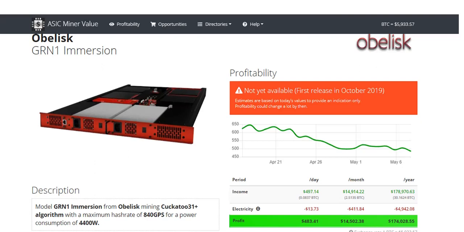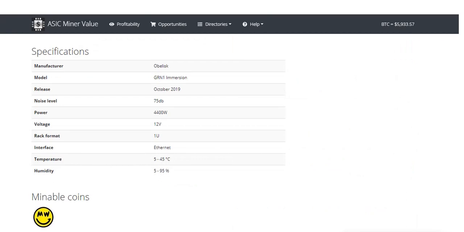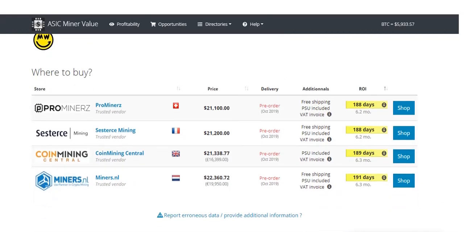So now let's go down. My computer's acting up a little bit, but all right. Yeah, as you can see, the mineable coin is Grin. All right, and I just wanted to show you how much it costs with different providers. So as you can see, these things go for like $21,000, that's kind of like the minimum, really. But if you're going to make $174,000, if you have the $21,000, I'd say, you know what, man, let's go get this machine.